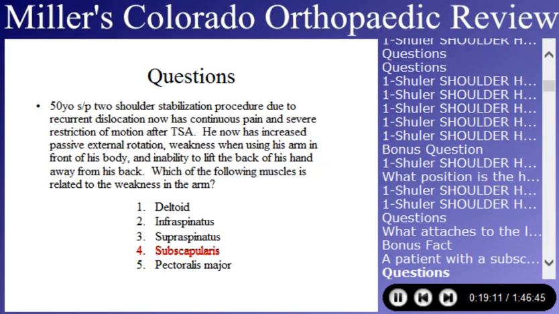Test question right here. 2 shoulder stabilization procedures, increased passive external rotation, weakness when using the arm in front of his body, inability to lift back of his hand away from his back, positive Gerber's liftoff test. Which of the following muscles? Subscapularis.